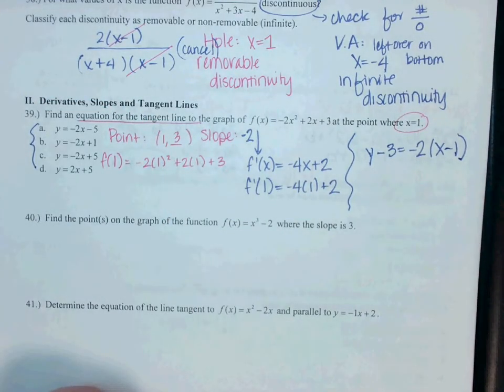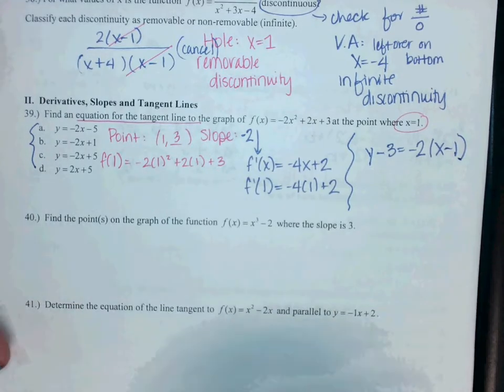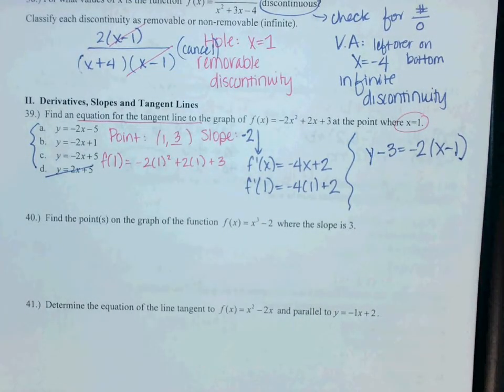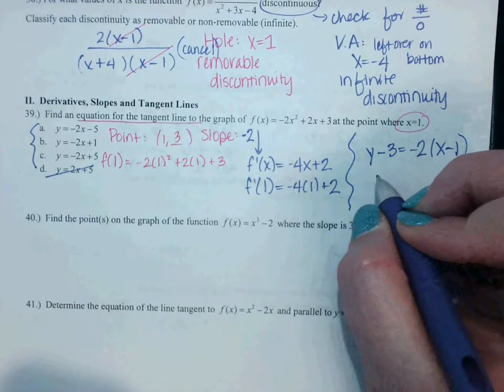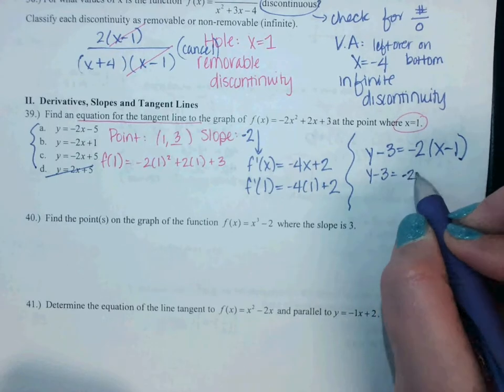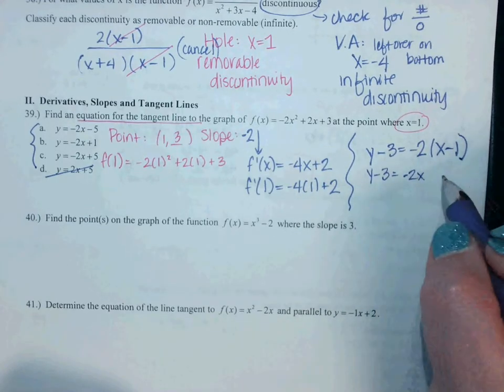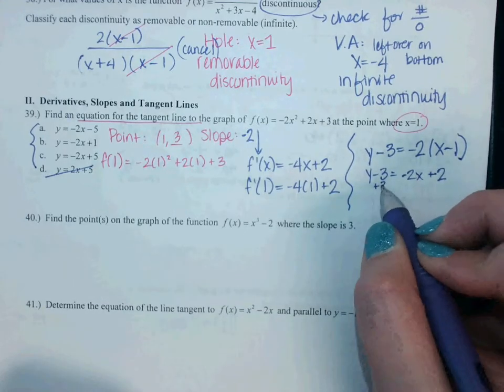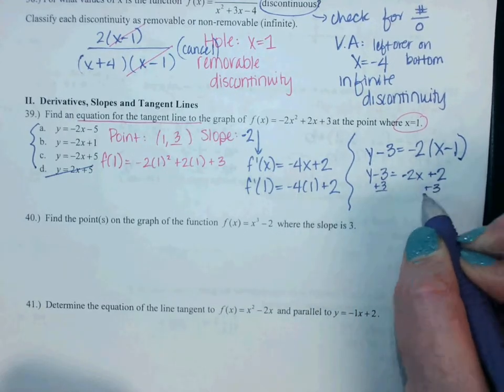Which one can I cross out, though, that the slope's wrong? That's a positive 2, so I can automatically cross that out. Times your negative 2 in. Negative 2 times x is negative 2x. What's negative 2 times negative 1? Negative 1. Then add the 3 across. Negative 2x plus 5. Yep.